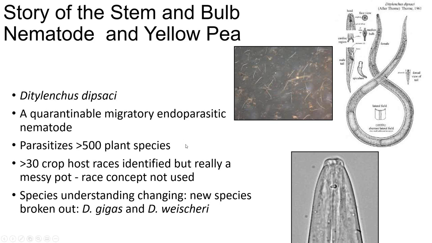It's a quarantinable migratory endoparasitic nematode, so it can live inside and on the surface of plants, and it parasitizes many plant species. There's been a lot of change with this nematode recently in terms of giving it new scientific names, and a lot of confusion about identifying it, and this is really where our story gets interesting.